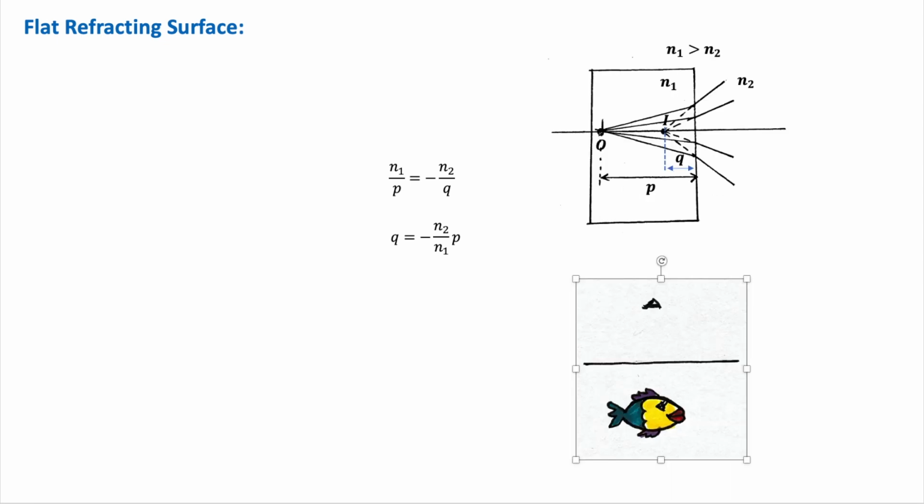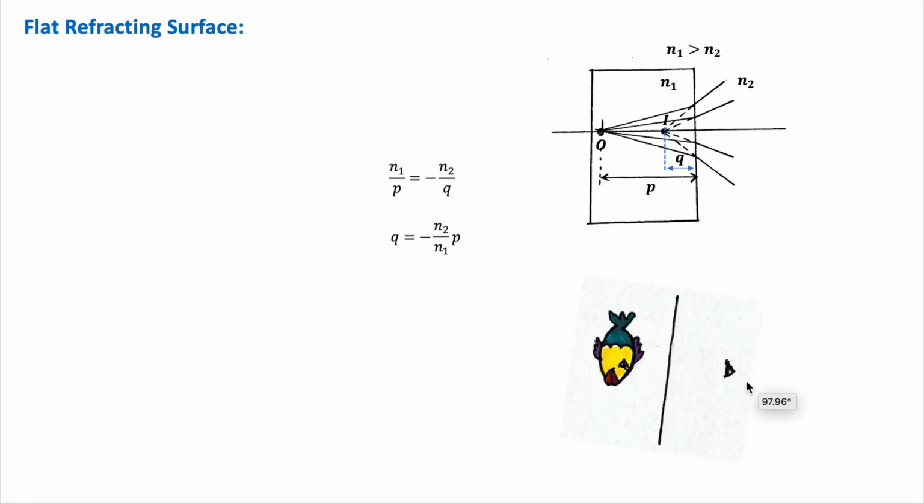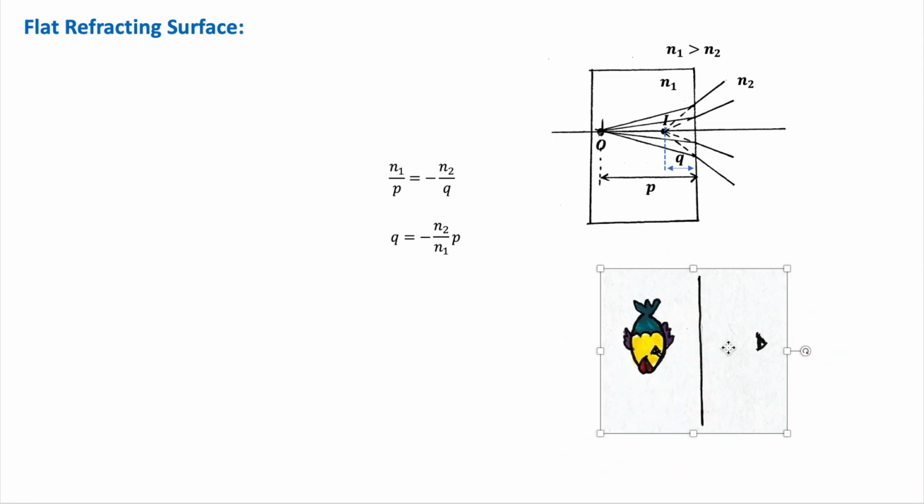And this is why if you look at a fish swimming from above, it will appear closer to the surface than it actually is. This is the refracting surface. We can consider the water here as this flat refracting surface. So this is the object, the fish, and the image of the fish will appear closer to the surface, somewhere here.